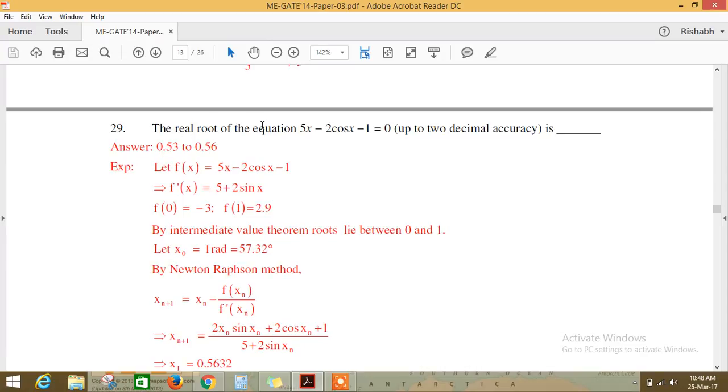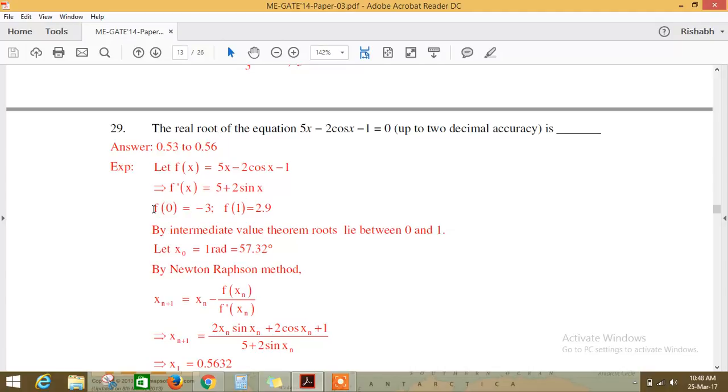The real root of the equation, up to 2 decimal accuracy, is... you have to find out the real root. This question is not a direct question. Before finding the real root, you should find out the range in which the real root is lying.